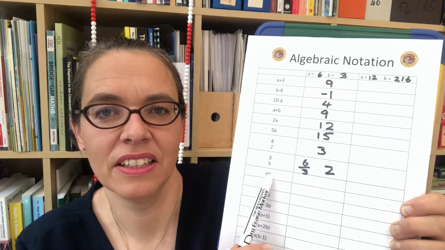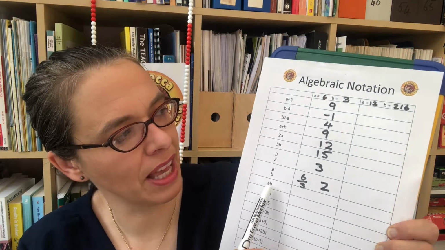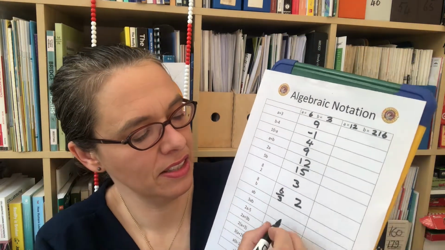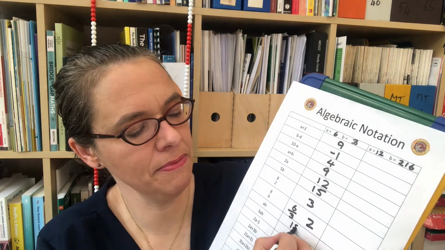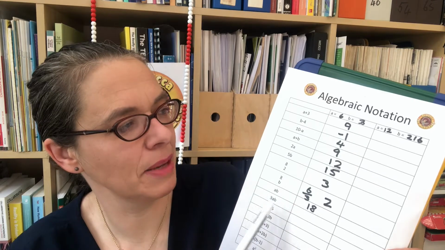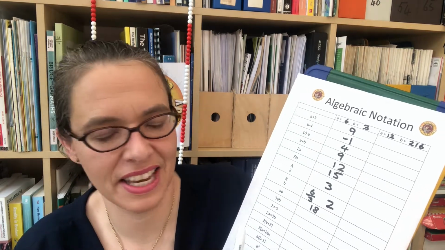AB, when we put numbers and letters together without any symbol as to what to do, it means multiply. Need to learn that. So that's 6 times 3, which is 18. 3AB means 3 times A times B. So that's 18 times 3, which is 54.